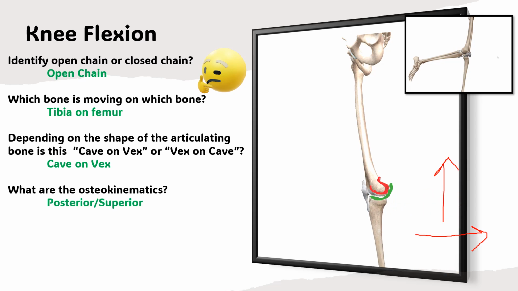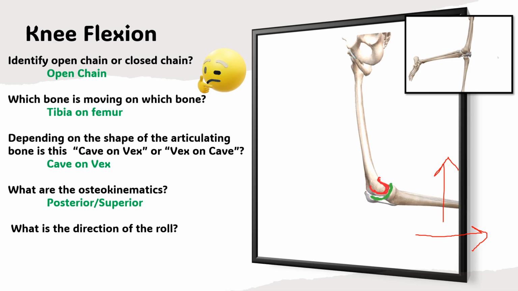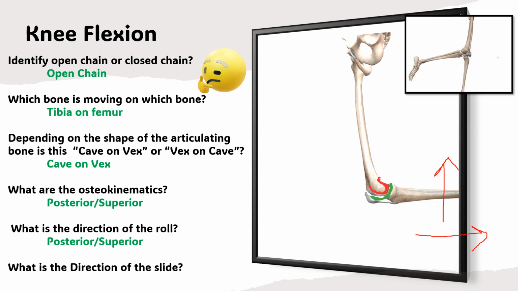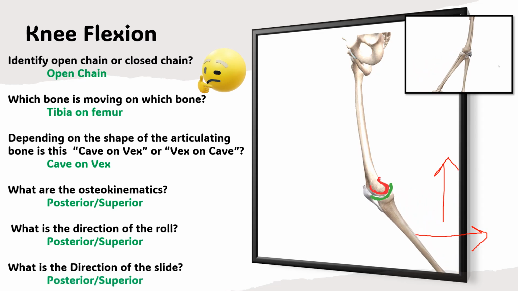Well, we know it's posterior superior. Now we know that the roll will be in the same direction as the bone. So thus, what is the direction of the roll? The direction of the roll is posterior superior. Yes, it is. So now we have to identify the direction of the slide. Well, we said that in a concave on convex joint, the rule of thumb is that roll and slide will happen in the same direction. So thus, our slide should also be posterior superior since it happens in the same direction, and it is.